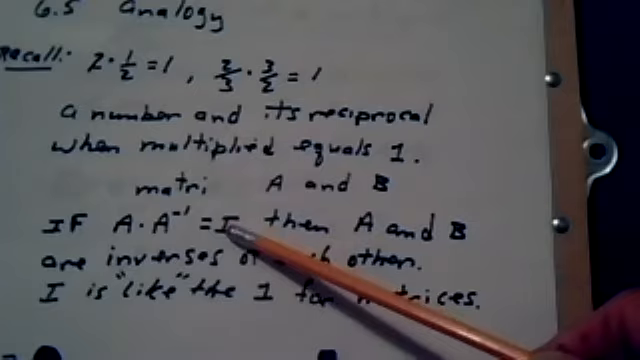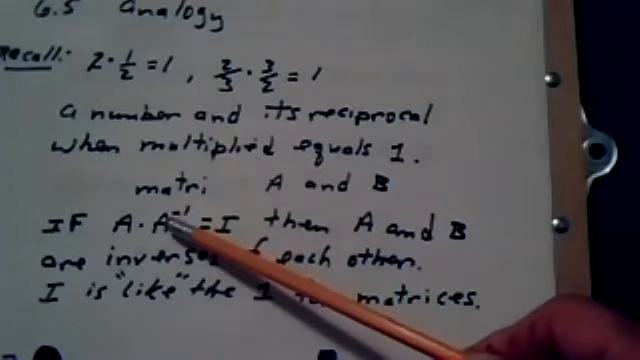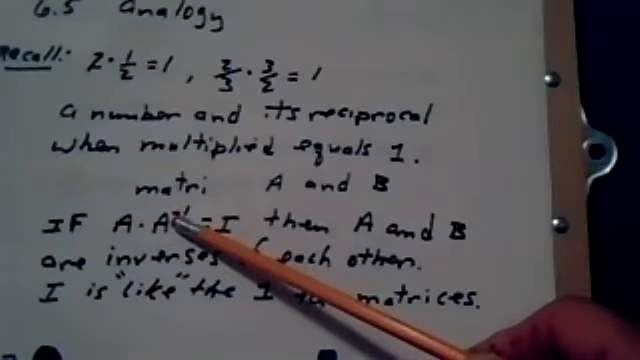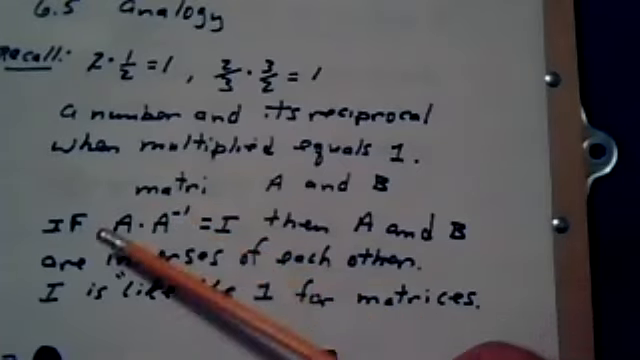This symbol that you see here, that's a symbol for inverse. It's not to the negative 1 power, it's the inverse symbol. So it's A times its inverse equals the identity. It's like saying a number times its reciprocal equals 1.